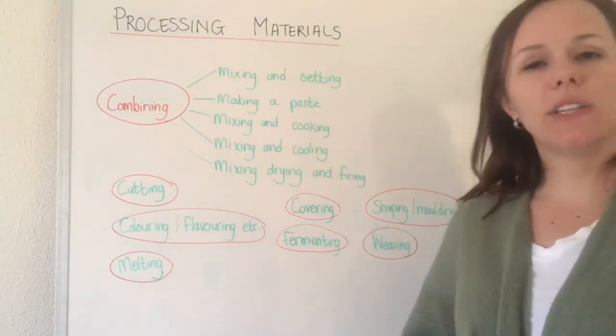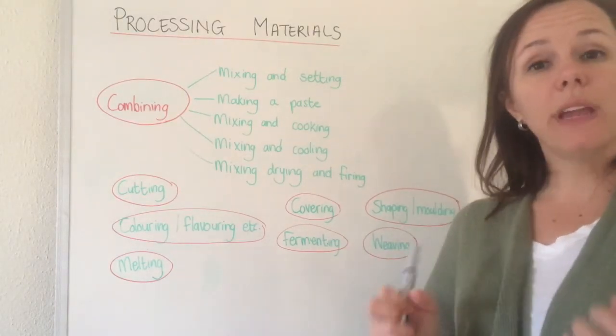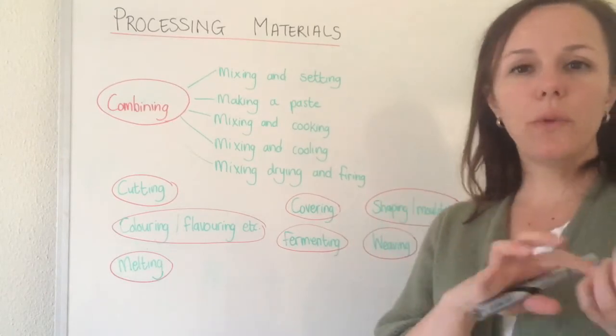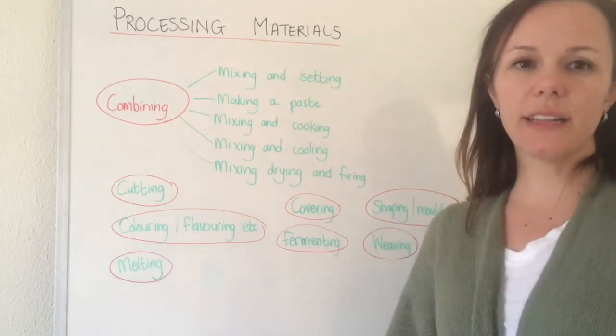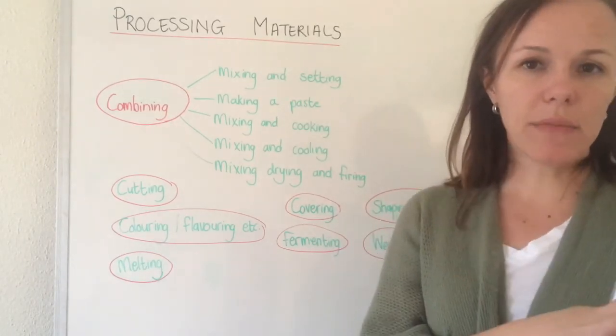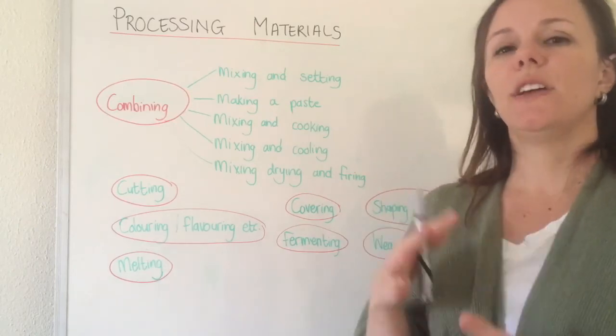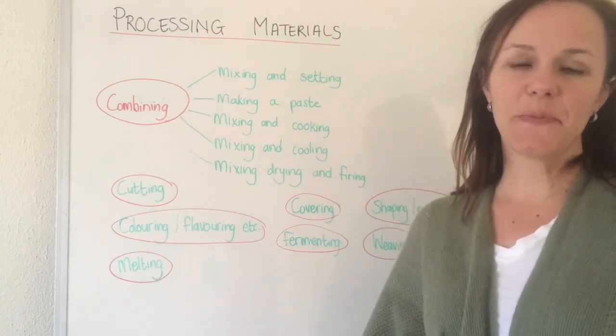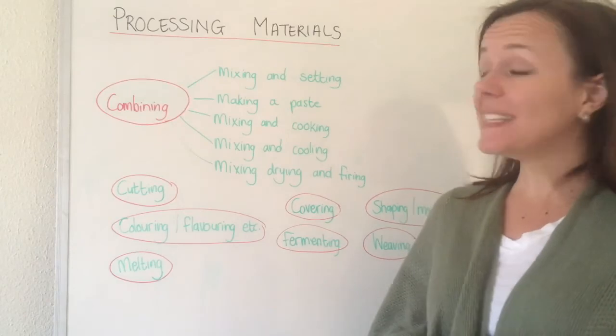And weaving is the last one I put on. If we take reeds, for example, and we weave it nicely into a basket, we've taken one material, processed it to make something completely new. Okay guys, that's processing materials.